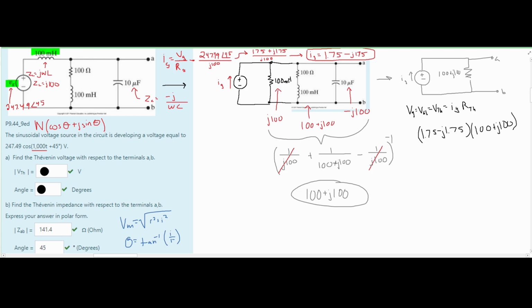Now I'm going to factor these and add them together. And from this, we are going to get 350 plus 0J as our imaginary number. And if we convert this back into the polar form, which is what we want, again using these equations down here, we are going to get 350 for our Vmax, and then we are going to get an angle of 0 degrees. And that is how you would go about solving this problem.